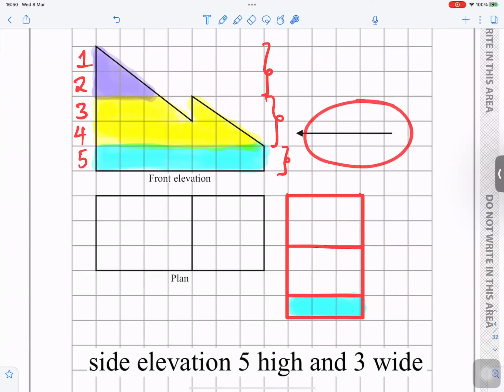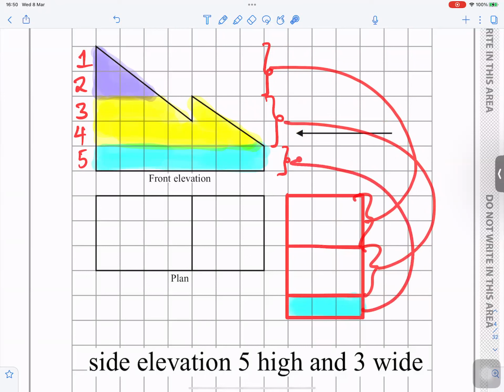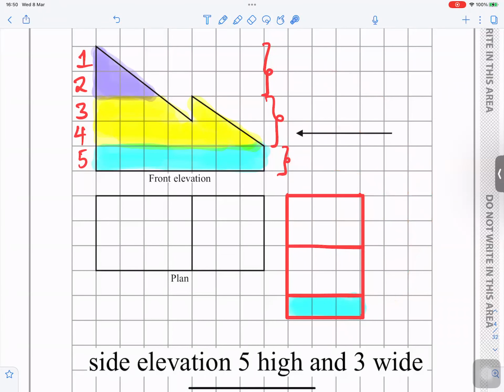When you're looking from the side, 1, 2, you will see these 2 there. The next thing you will see, this next 2. And then the last layer, 1. So the side view, side elevation is 5 high, 1, 2, 3, 4, 5, and 3 wide, 1, 2, 3, because it is 1, 2, 3 there from the plan.